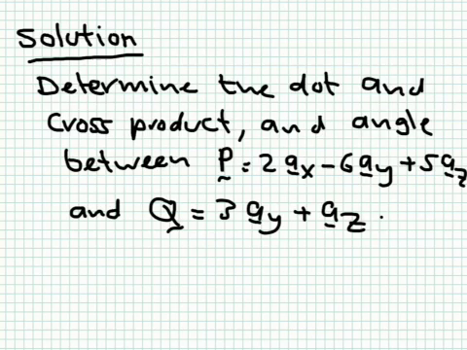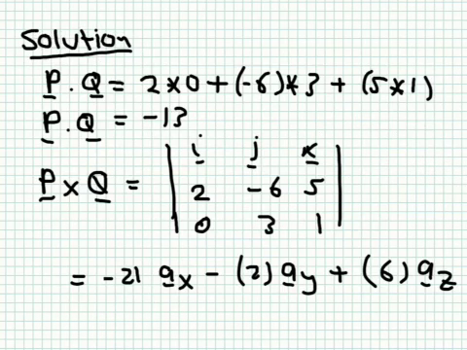So again, this is direct application. We know the dot product: simply multiply the corresponding components and sum them. We know the cross product: you create the determinant and you expand it. The angle is very easy. You can obtain it from the dot product, divided by the modulus of the first vector and the modulus of the second vector. So here in this case, the dot product is equal to 2 multiplied by 0 plus minus 6 multiplied by 3 plus 5 multiplied by 1. So this will give us minus 18 plus 5, which is equal to minus 13.